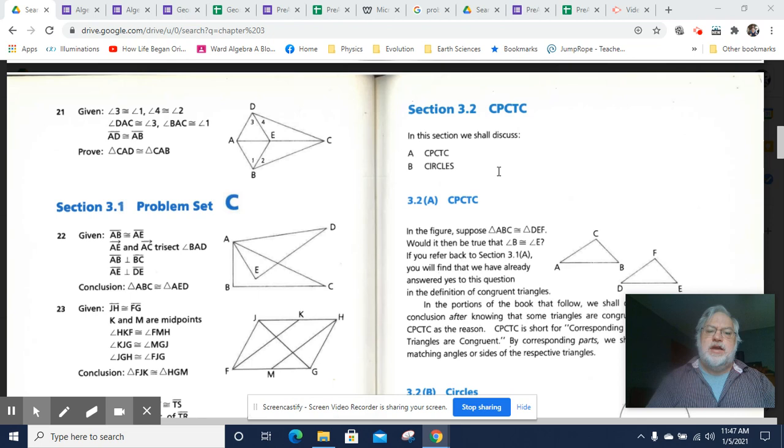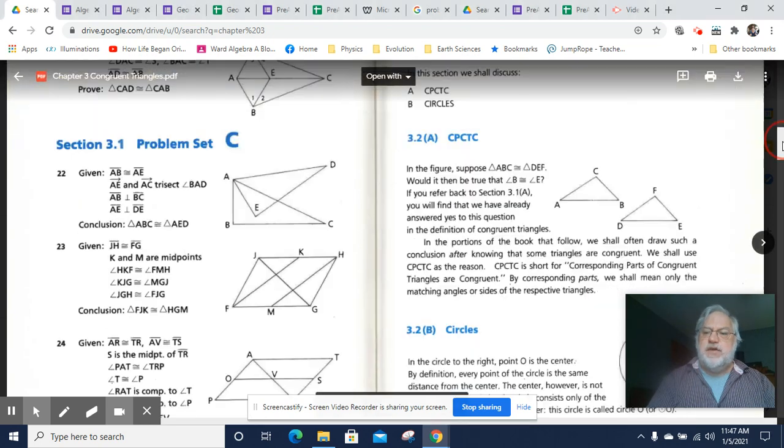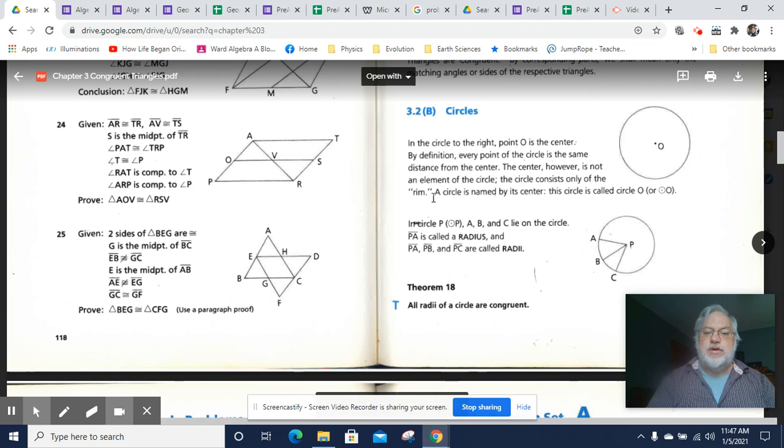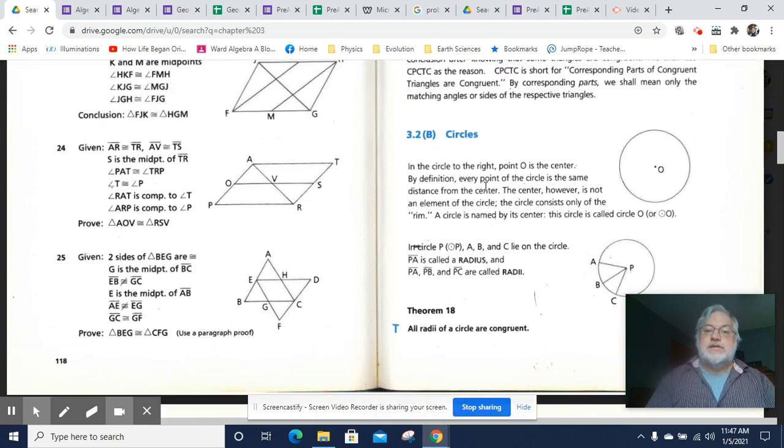And then they snuck in a little thing about circles, which says that if you have a circle, every single radius in that circle is congruent. Theorem 18, and that'll play a role in this section.